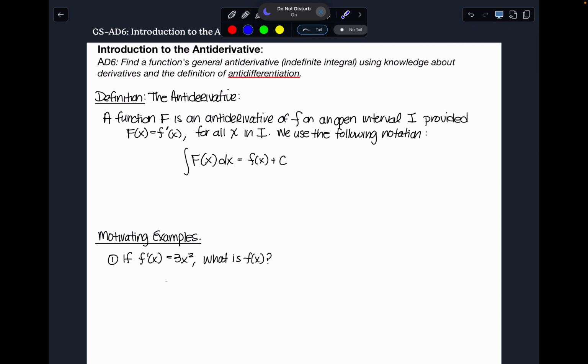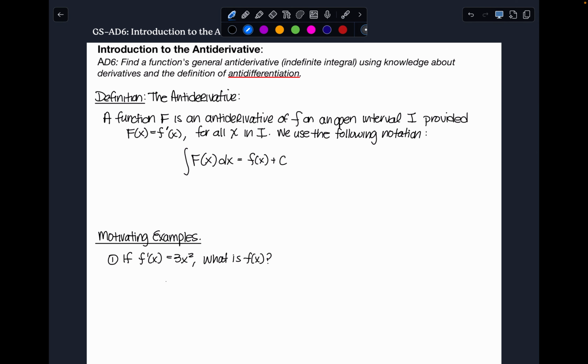Hello students! In this video we are going to discuss the guided study for learning target AD6, Introduction to the Antiderivative. In this learning target we are going to find a function's general antiderivative, also known as the indefinite integral, using knowledge about derivatives and what we'll state below as the definition of antidifferentiation.